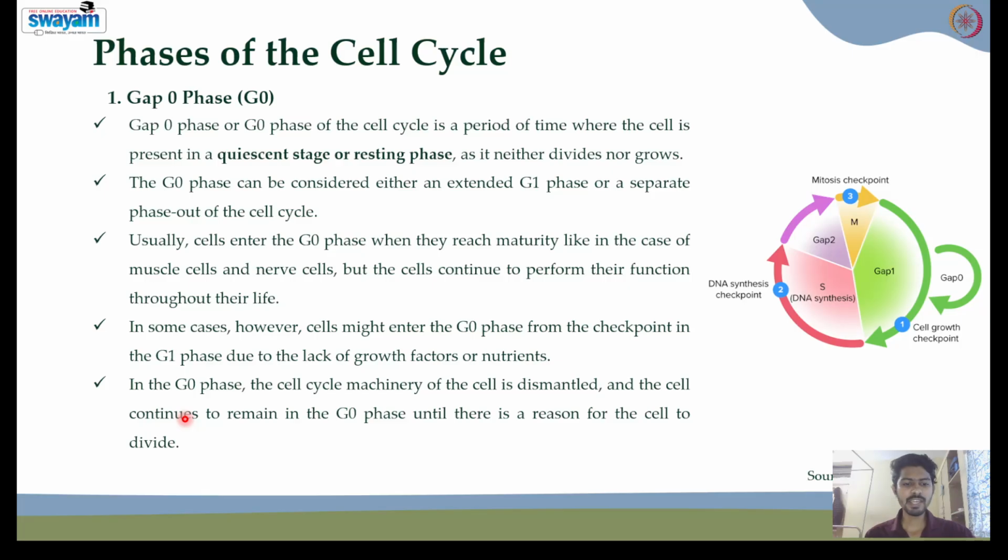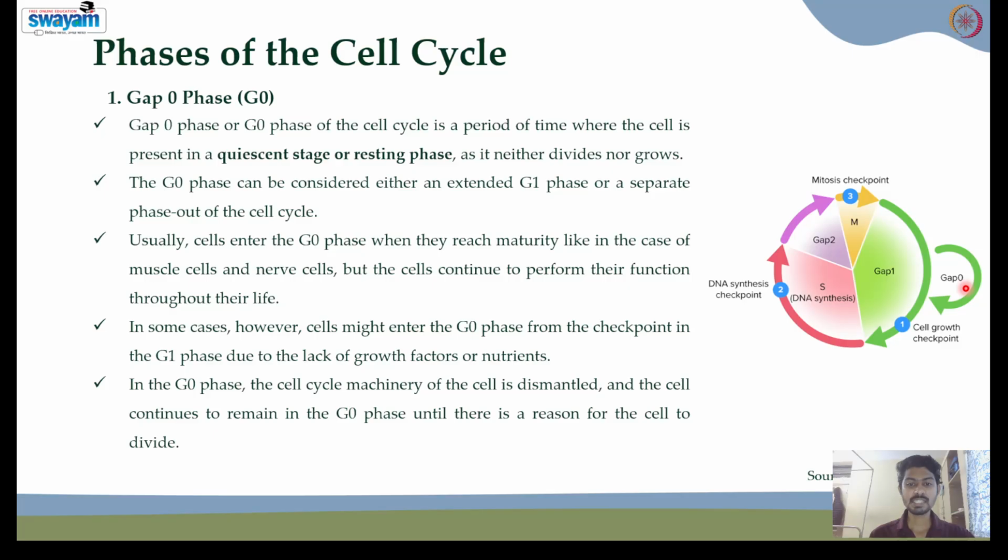And in G0 phase, the cell machinery is dismantled and the cell continues to remain in the G0 phase until there is a reason for the cell to divide. So basically, it explains the gap zero. It is normally regarded as a quiescent state or resting state, but they are metabolically active.